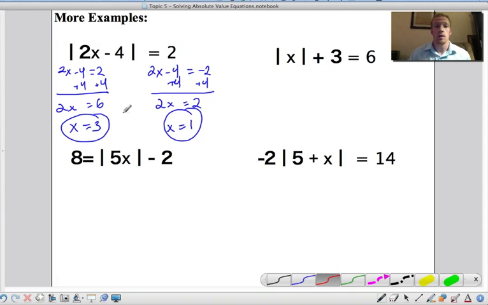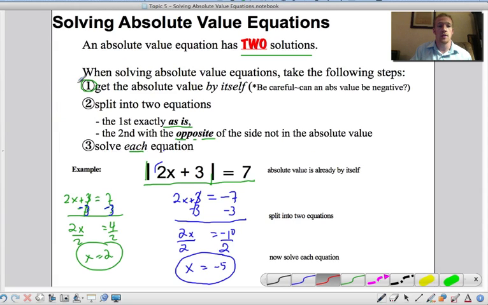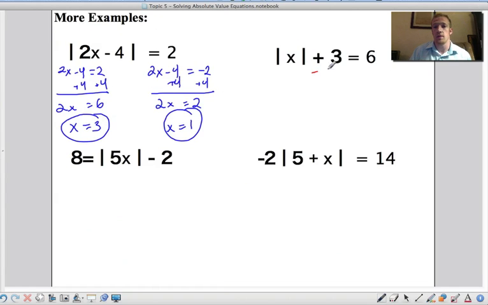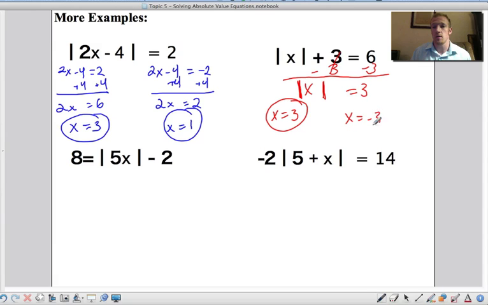So here, look at step 1. We have to get the absolute value by itself, alright? So that we don't have it by itself yet. So you have to subtract the 3 over. Now the absolute value here is all by itself, and we have a 3 on the other side. And this is just x equals 3. And x equals the opposite of this, and there's no work to do. You just got the answer right there.